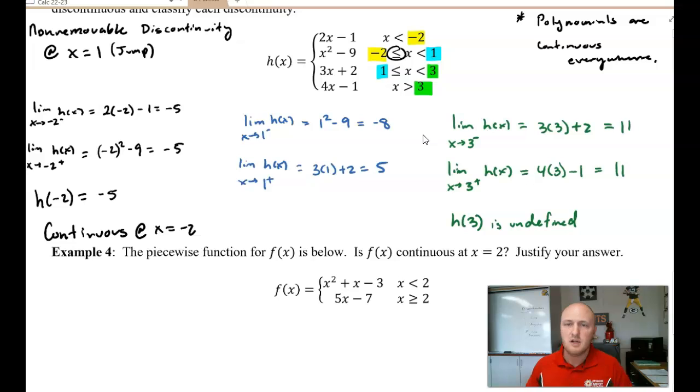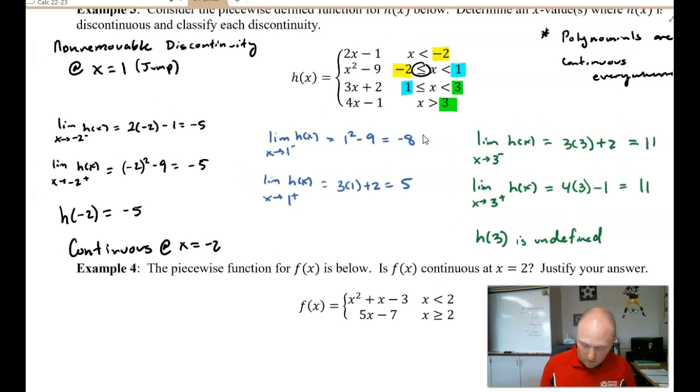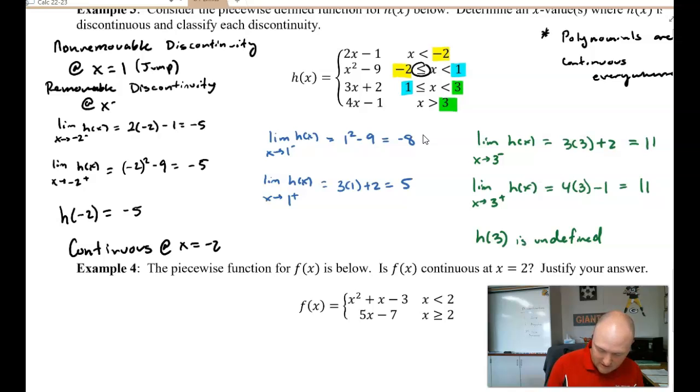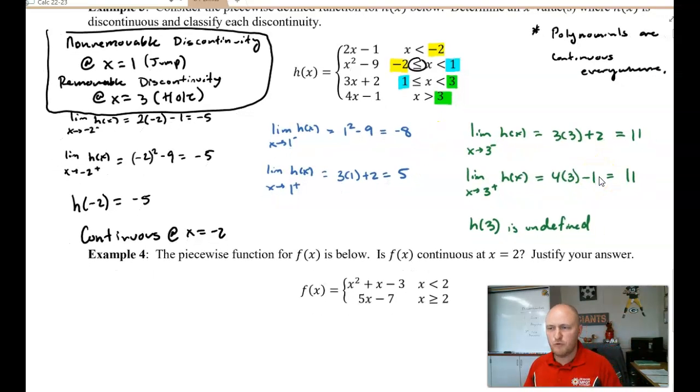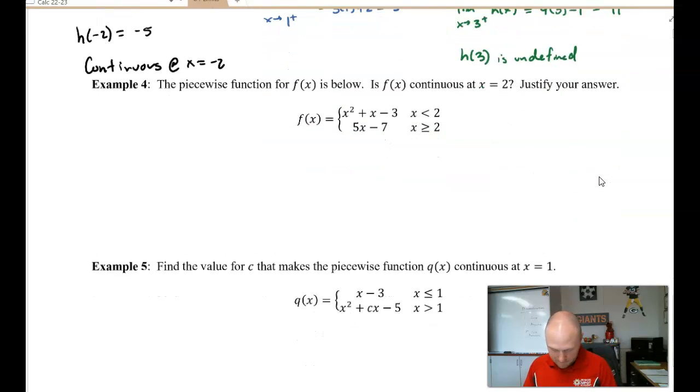What does that mean? It means there's a hole there. So we have a removable discontinuity, and I don't know why I capitalized that D. English people, don't crucify me. Removable discontinuity at x equals 3, and that's a hole. Okay, there we go. There's your summary. We'll formalize that tomorrow.